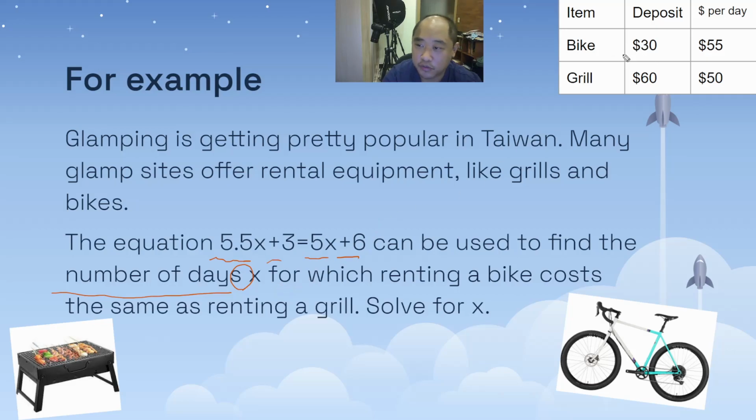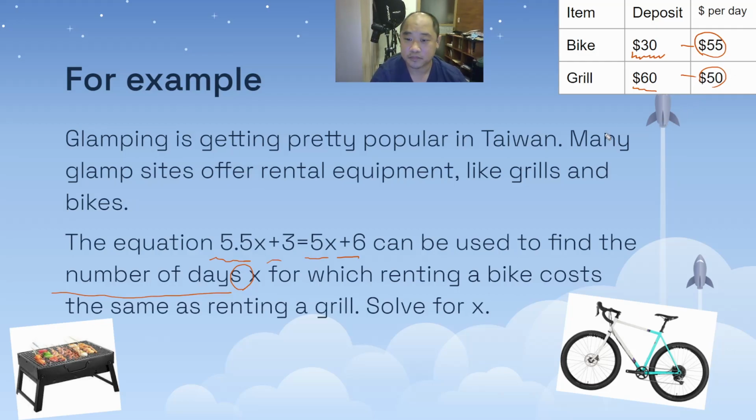So when you rent a bike, you have to first give them a deposit. A deposit is like you give them some money and then you take the bike, and then when you're done with the bike and you give it back, then they give you the money back. That's called a deposit. So if the bike deposit is $30, the grill deposit is $60, and then every day that you have it, it's $55. So the deposit is cheaper, but per day it's more expensive. The grill is more expensive for the deposit, but per day it's cheaper.